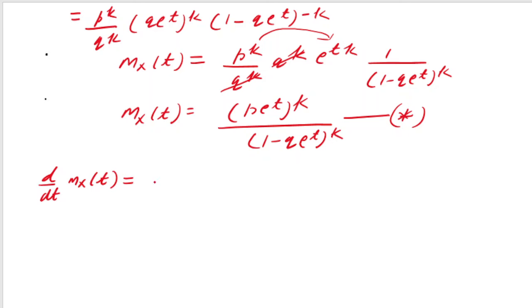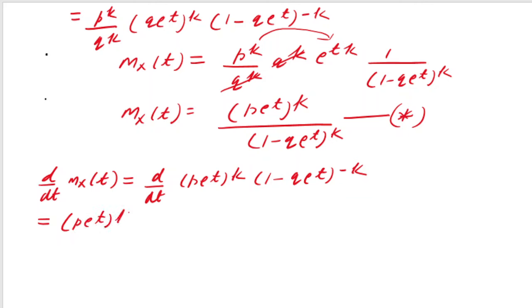So to differentiate it, I am writing d by dt of (p e to the power t) to the power k, times (1 minus q e to the power t) to the power minus k. Using the product rule will be easier. We can also use u by v, but I am using the product rule. So for our convenience, I am writing it as minus k, right? So what is the first term? The first term is (p e to the power t) whole to the power k.